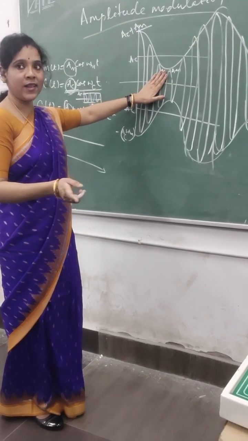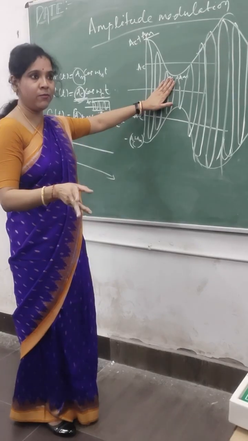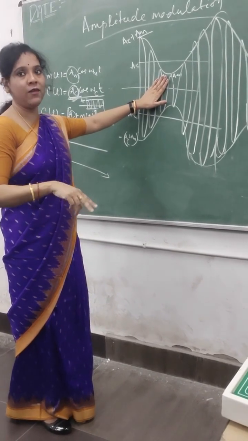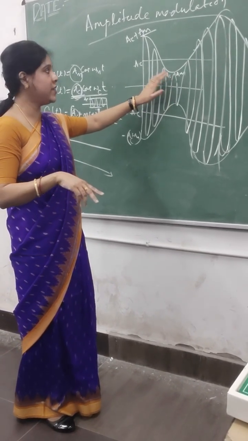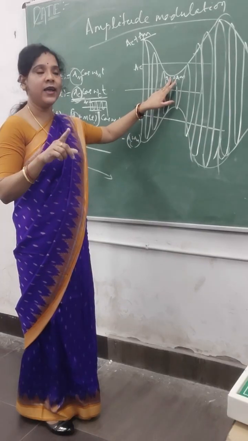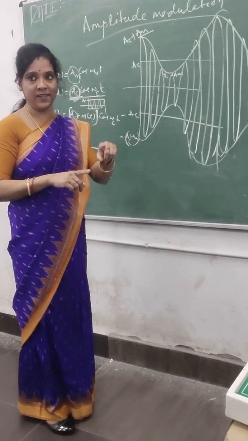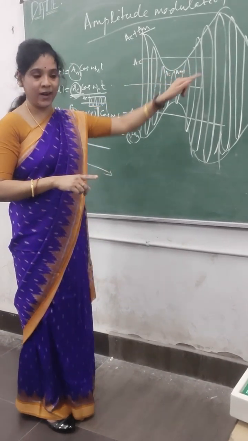In the previous class I already discussed what is under modulation, what is critical modulation and what is over modulation. In case of under modulation, mu is less than 1. That means the value of Am is less than Ac. So the waveform will look like this. Just watch.